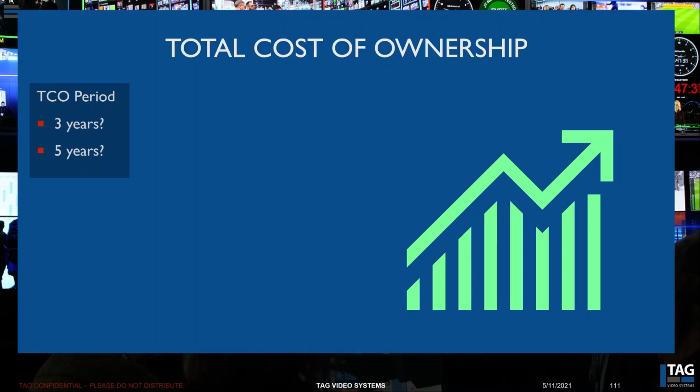I know customers of mine who run the same systems for over 10 years, so a 3 or 5 year TCO isn't exactly going to match that. But then again, the world we're living in today is very different than 15, 20 years ago when we put in systems that lasted that long. If you remember from my first presentation, we talked about CBS's master control switcher staying on air for 41 years. Those days are long gone.